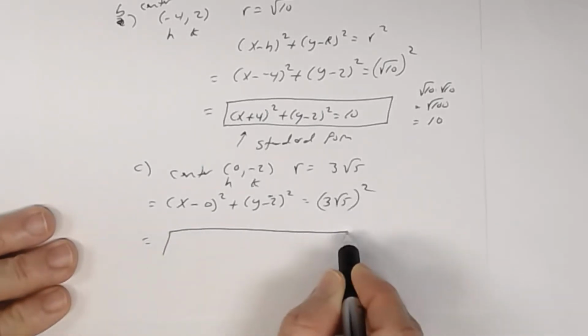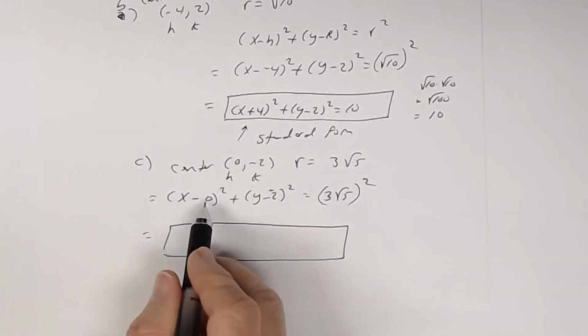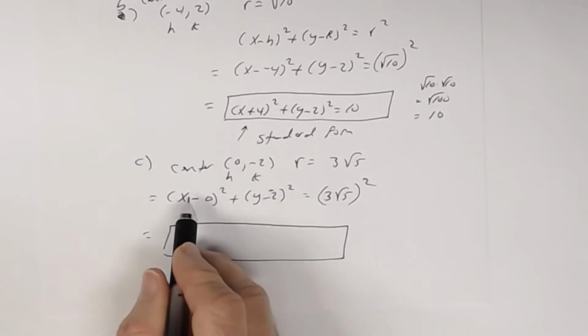Now let's write the answer. Don't let this throw you off. You all know that x minus 0 is x, so this is just x squared.